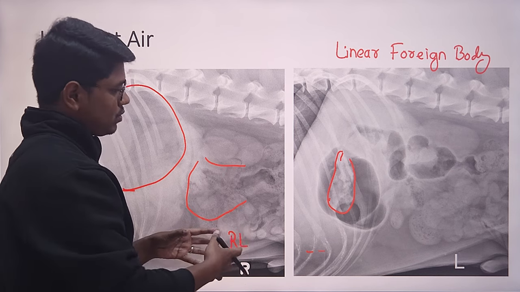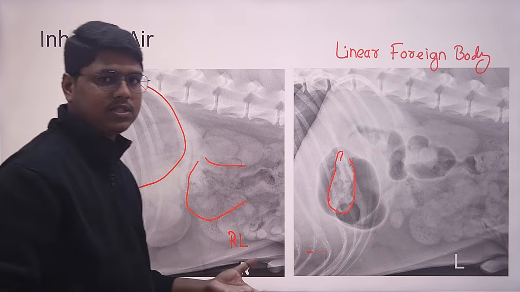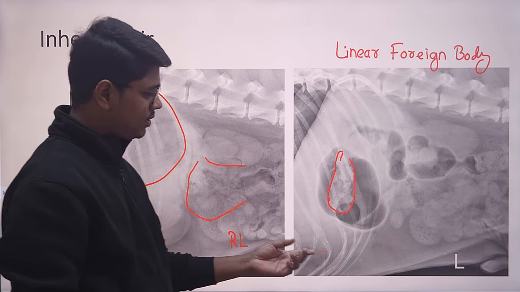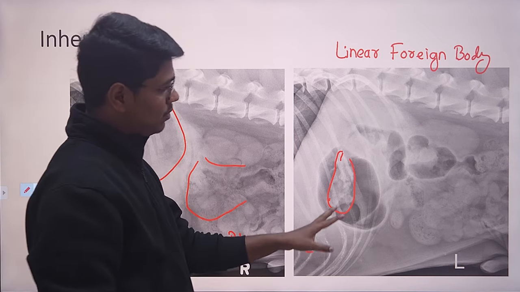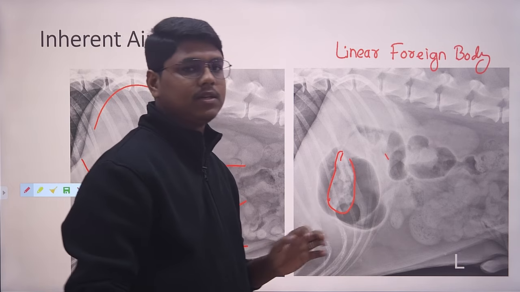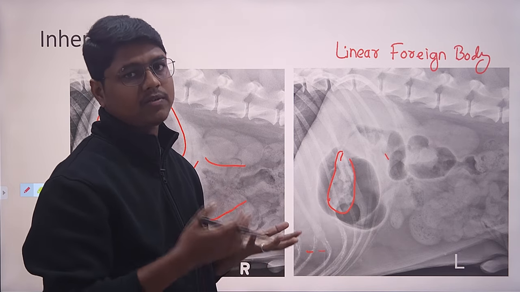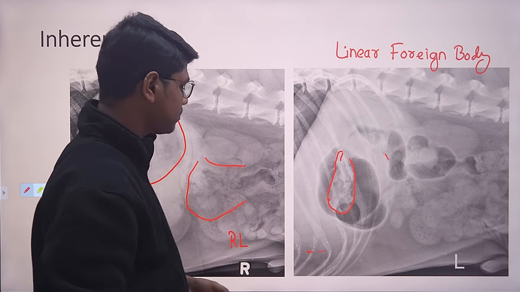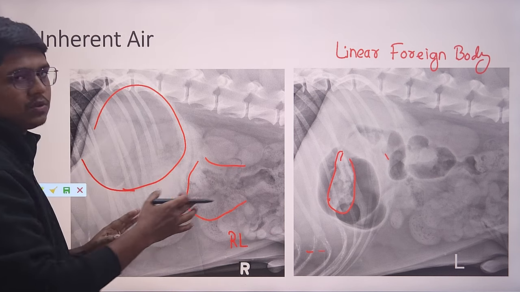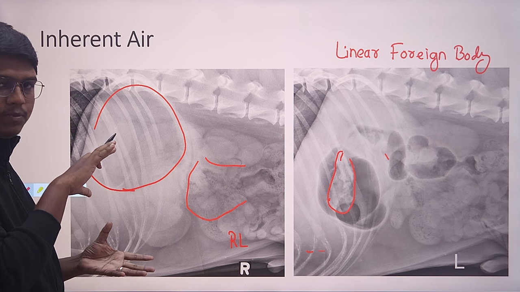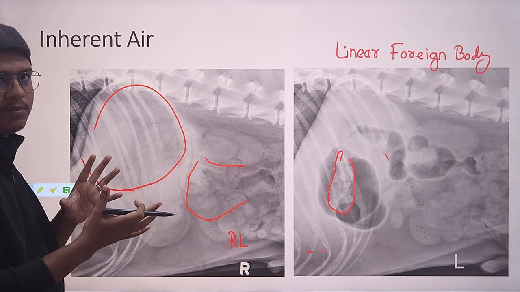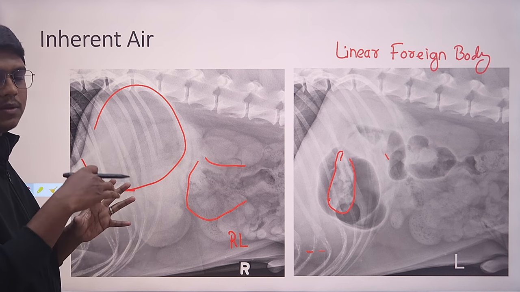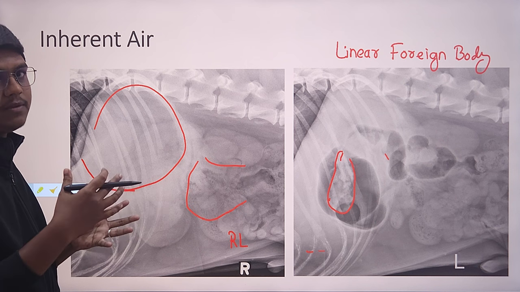It is only diagnosed when you change the position or change the view from right lateral to left lateral. When you do that, only then can you diagnose that this is a case of linear foreign body. When you change the position, the fluid and the gas redistribute among themselves, making the disease diagnosable in a better way.